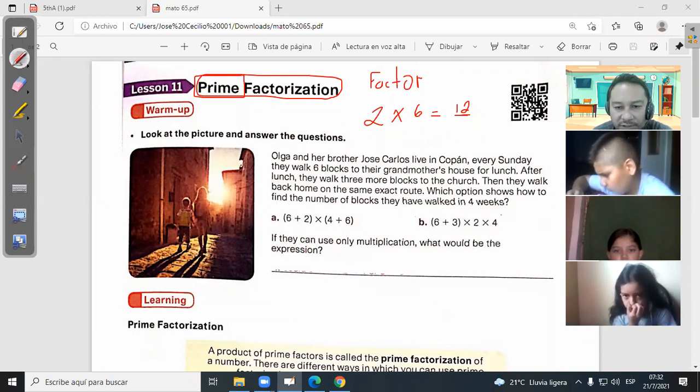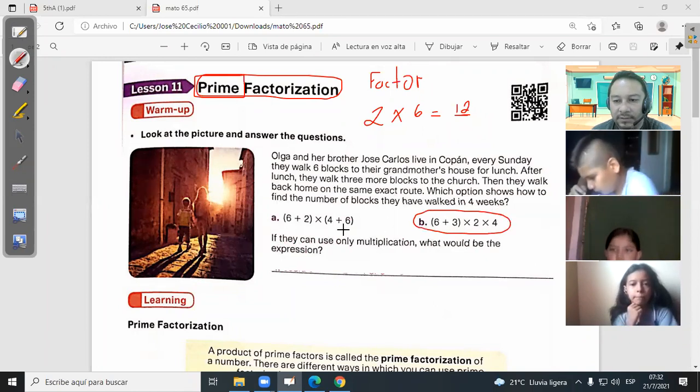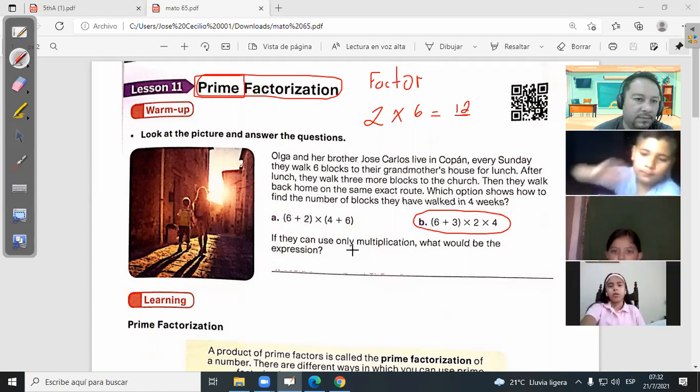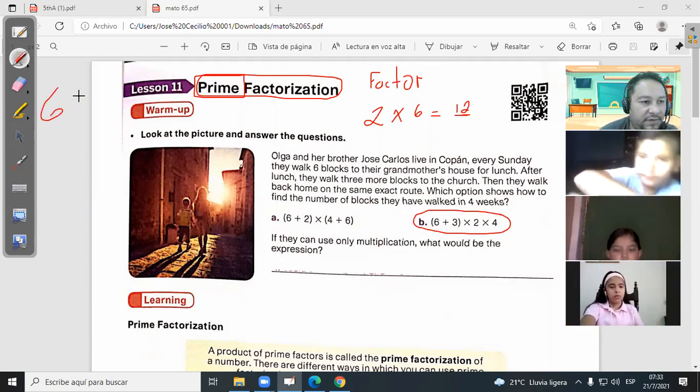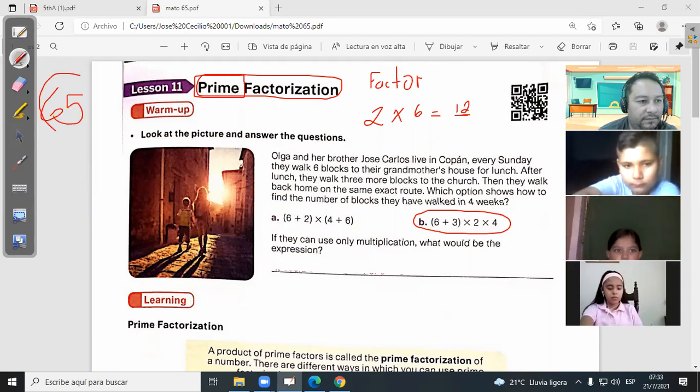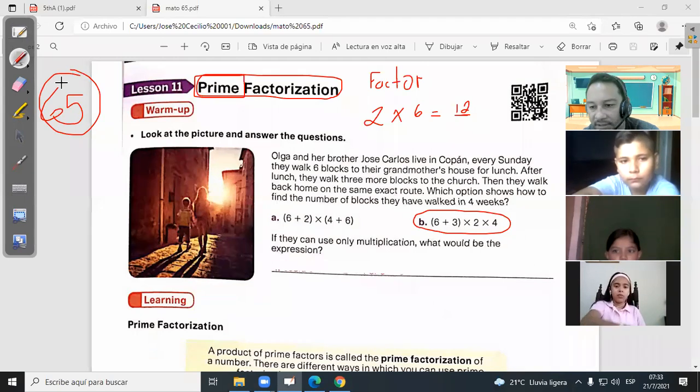Okay, I want you to circle this one in your book. Teacher, what page would it be? Page 65. The other pages, 63 and 64, are the pages you will work on in the platforms. Okay.